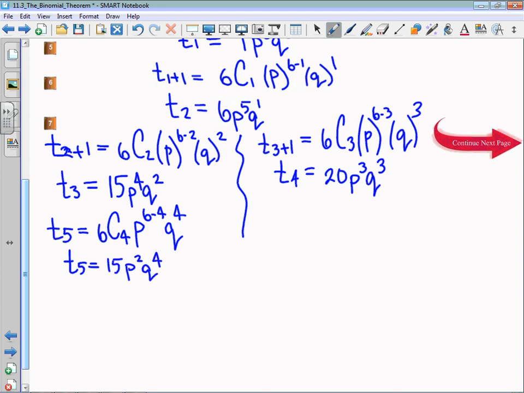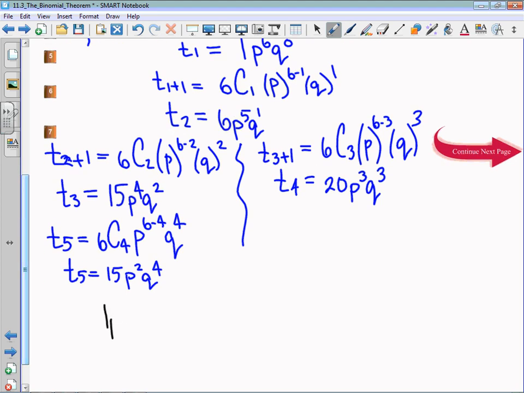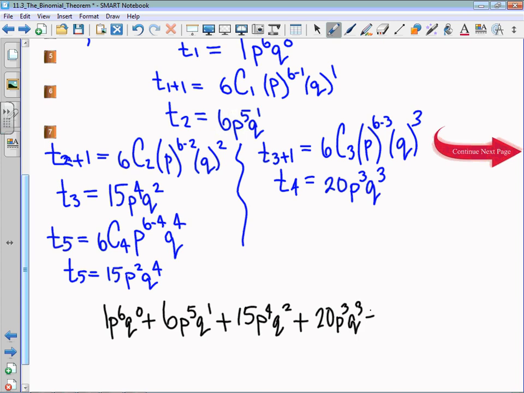And now what I want to do, I know it's a little counterintuitive, but I want to write out all those terms. So I'm going to start from the very beginning. We can see term 1 just kind of what we said there. We have 1p^6q^0 plus term 2, which was 6p^5q^1 plus term 3, which was 15p^4q squared. And then we have term 4, which was 20p cubed q cubed. Then term 5 is 15p squared q to the 4.